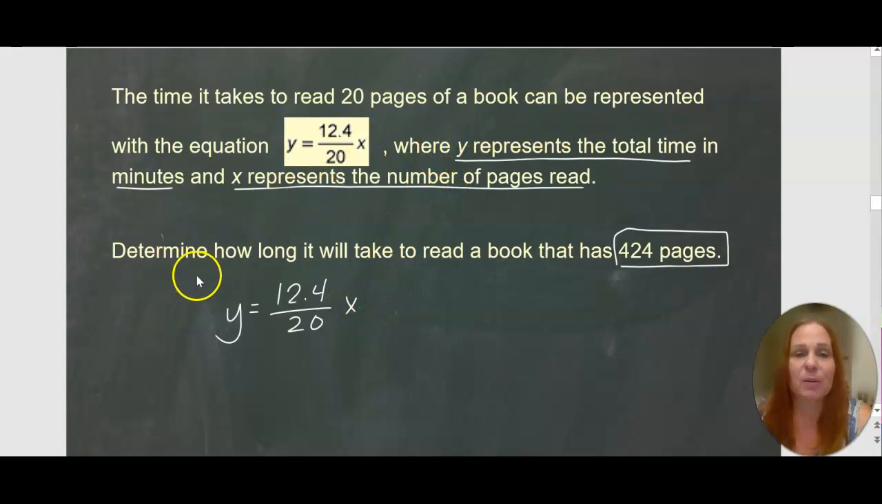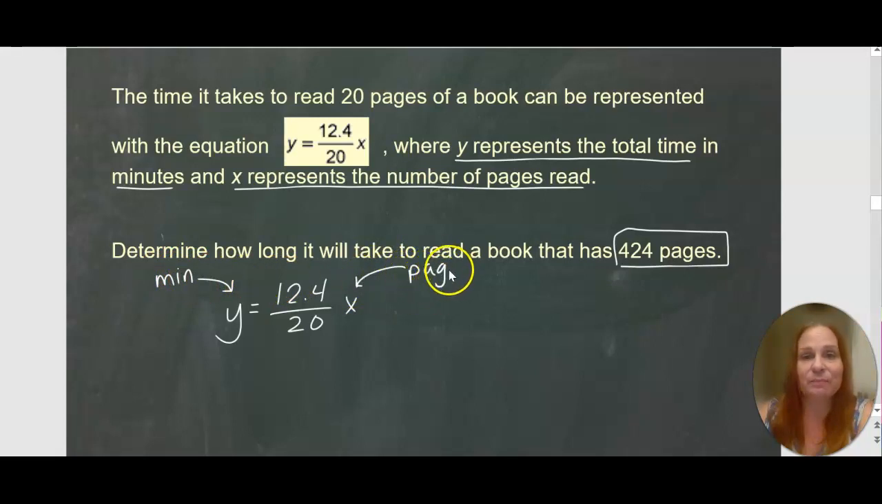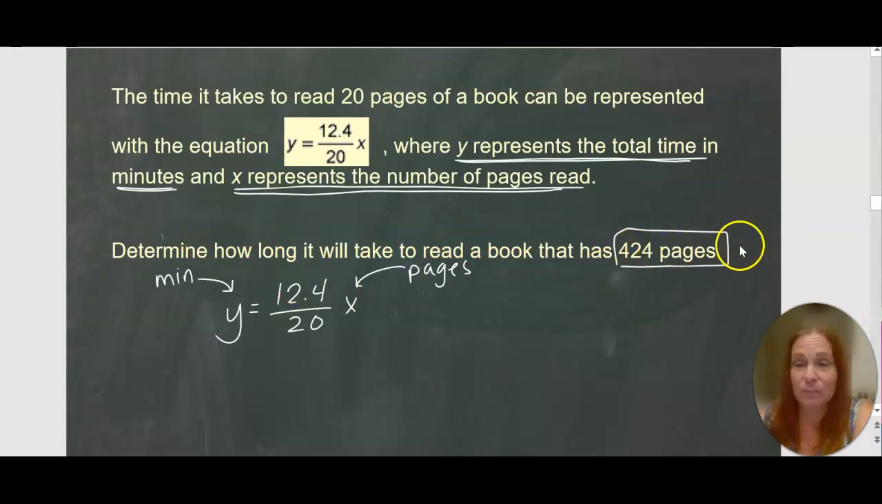And then I'm also going to write in what each of these represents, right? So y is my minutes, and x is my pages, right? And I just got that from the parts that I underlined in the problem, where it tells me what y and x are. So now, if I want to know how long it's going to take to read 424 pages, I'm going to have to take this 424 and put it in for the number of pages. So it's going to look like this.